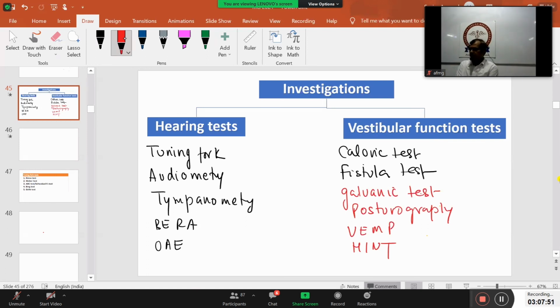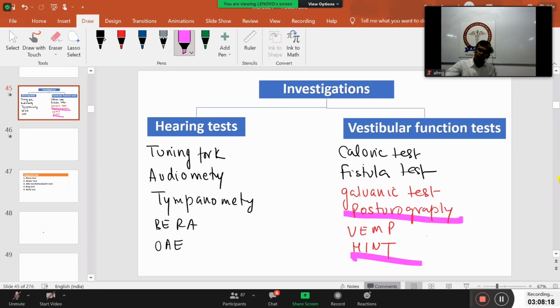The 5 in the hearing test category we will discuss all of them, and the 2 in the vestibular category we will discuss both of them. The ones in red that I have written we will not discuss, but you have to know the name. Names are very, very important. If I ask you what type of test is posturography, for instance, you must be able to say it is a vestibular function test. Or what type of test is a HINTS test? It's a vestibular function test. So you should know that much.